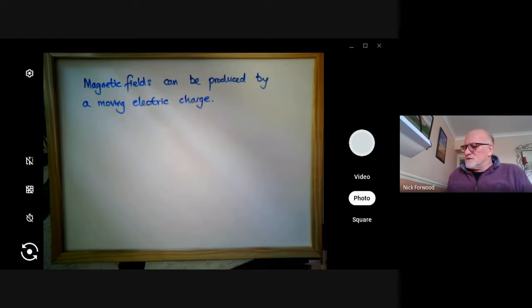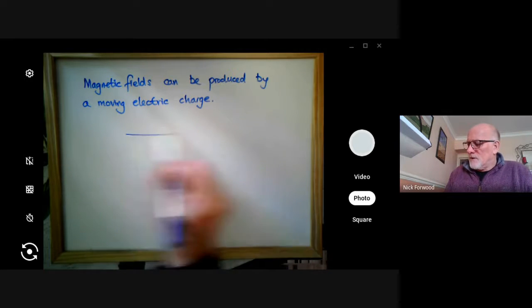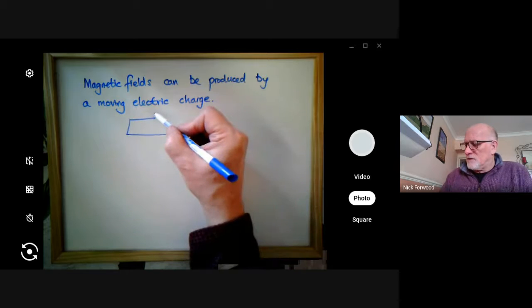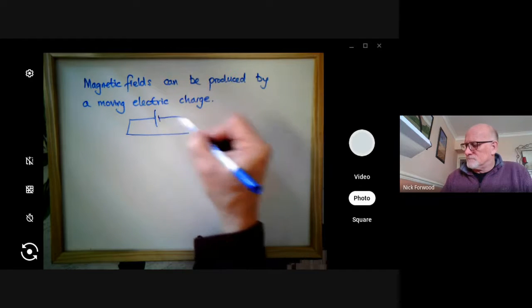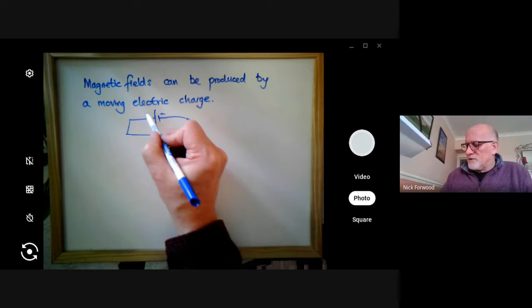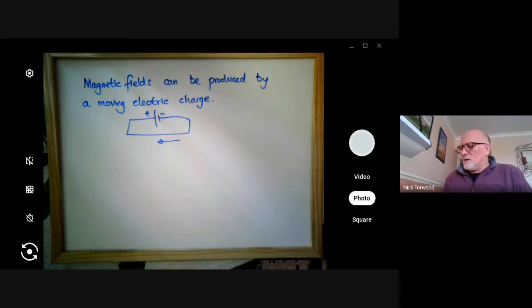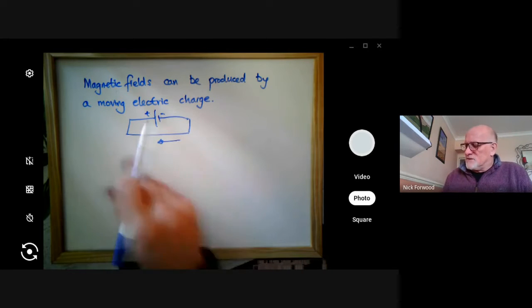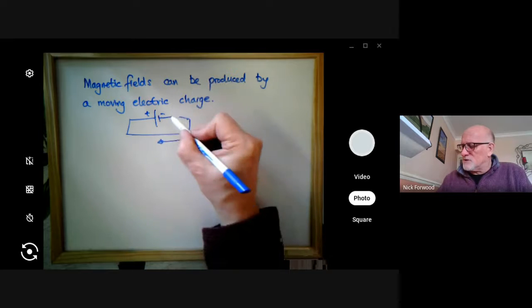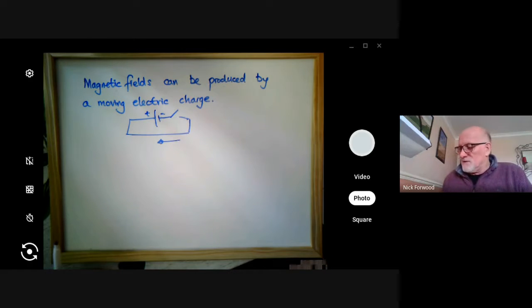Now, this was first discovered back in either the late 1700s or early 1800s. I can't remember exactly when, but magnetic fields can be produced by a moving electric charge. So how do you get a moving electric charge? You just take a wire and you connect your wire up to a battery, just like that. Negative and positive, you'll get electrons flowing. So you have these moving charges flowing along the wire, and the wire becomes a magnet. If that's turned on, you've got a magnet. If you then turn it off with a switch, you've got a magnet that isn't turned on anymore.